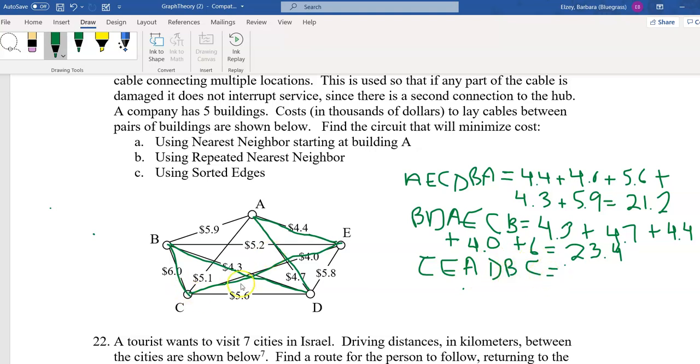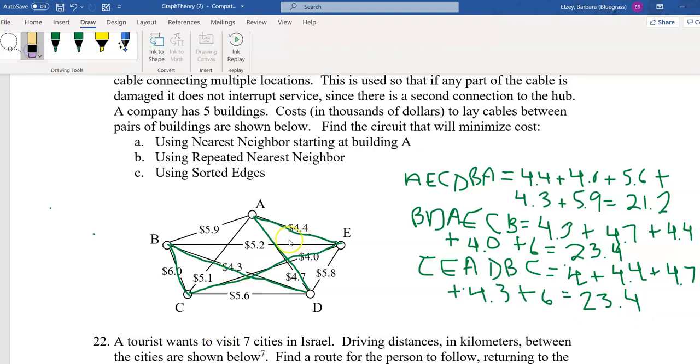So let's see, C to E was 4. E to A was 4.4. A to D was 4.7. D to B was 4.3. And then B to C was 6. And this again adds to 23.4. So we know that's not the shortest.